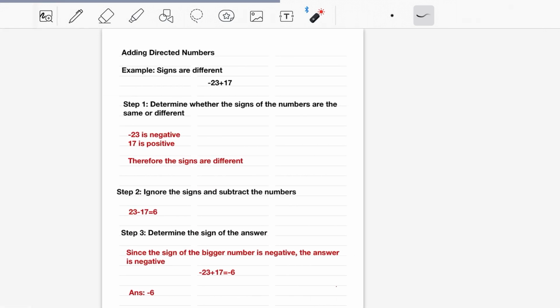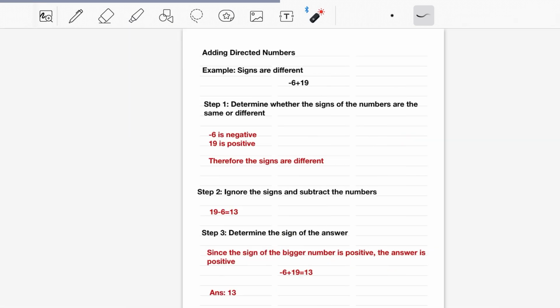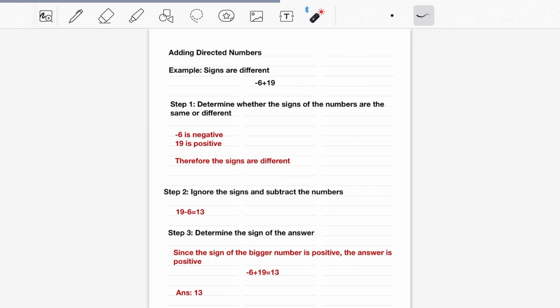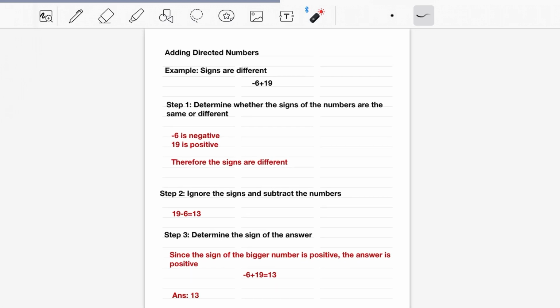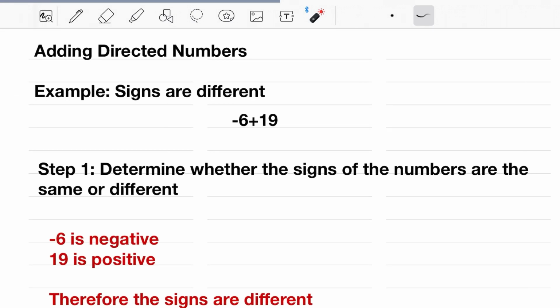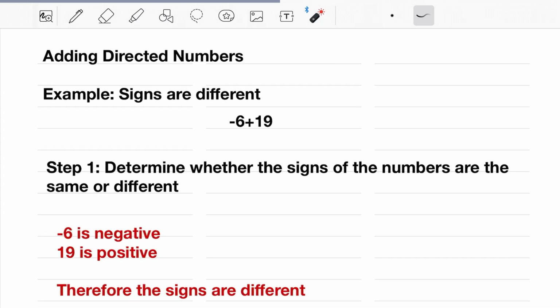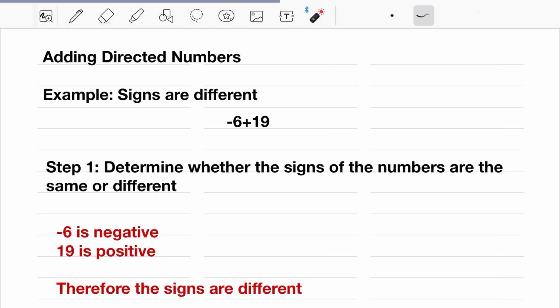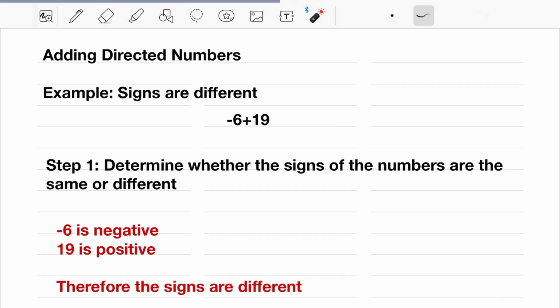All right, let's move on to another example. So again, let's look at another example where the signs are different. In this case, we have minus 6 plus 19. So minus 6 is negative, 19 is positive. Therefore, our signs are different. So that's step 1. We first determine that our signs are not the same. They are different. Now, step 2 depends on step 1, as I said before.